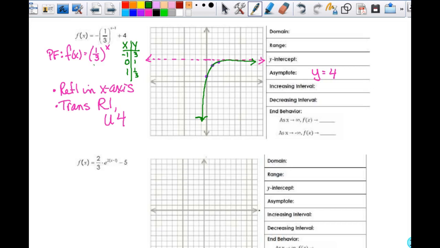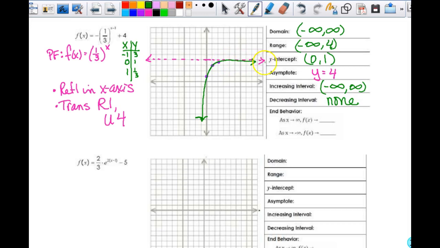Okay, so my domain for every exponential is going to be -infinity to infinity. The range is what's going to change. This one goes from -infinity to 4. My y-intercept is at 0, 1. It's increasing the entire time, which means it's not decreasing at all.